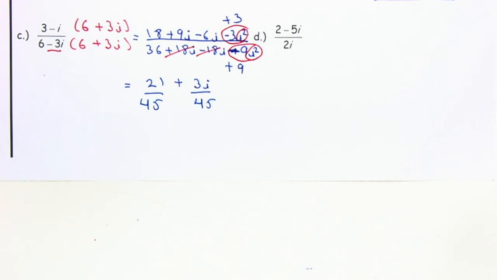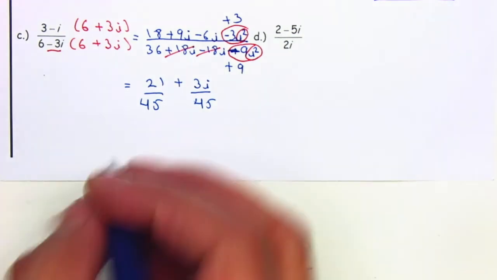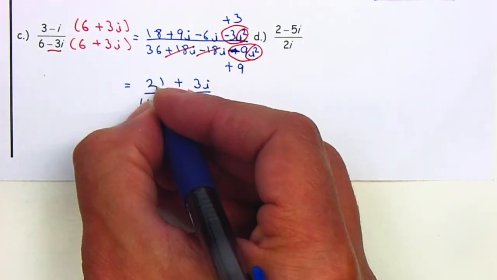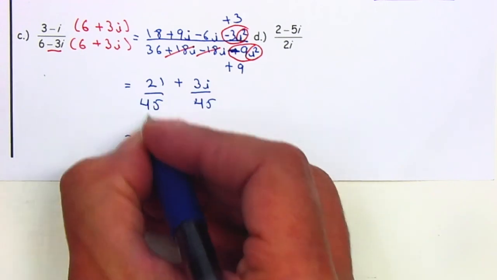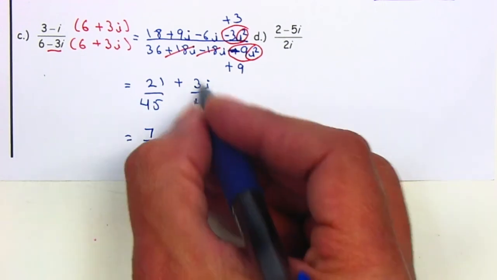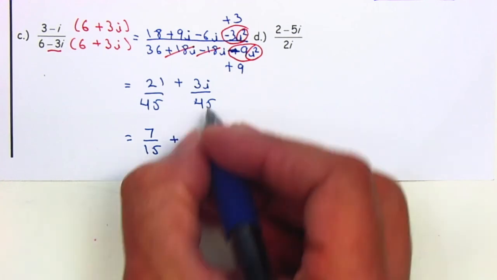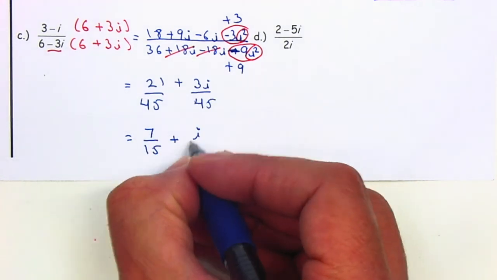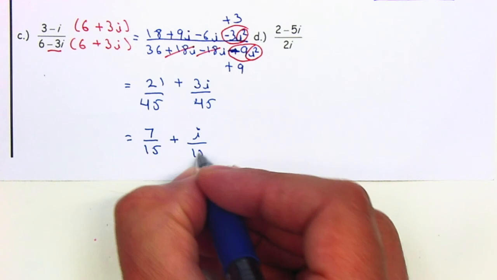Now I can reduce my fractions. I can divide each one by 3. So 21 divided by 3 will give me 7. 45 divided by 3 is 15. This one can also be divided by 3. So it gives me 1i, or just i, over 15 as well.